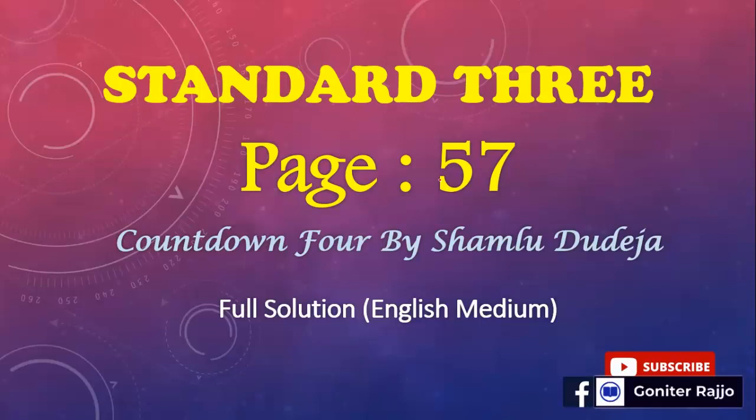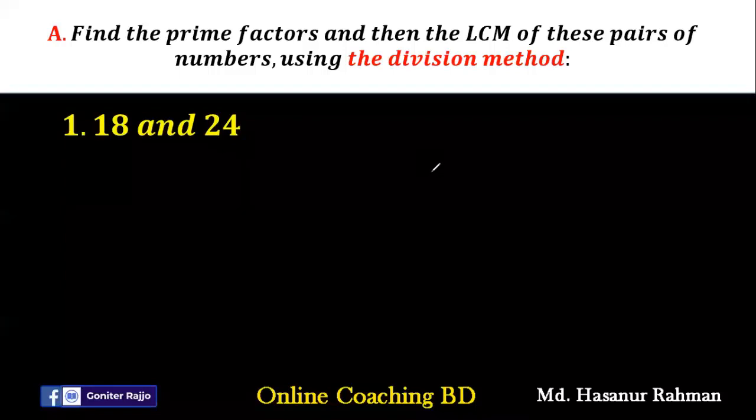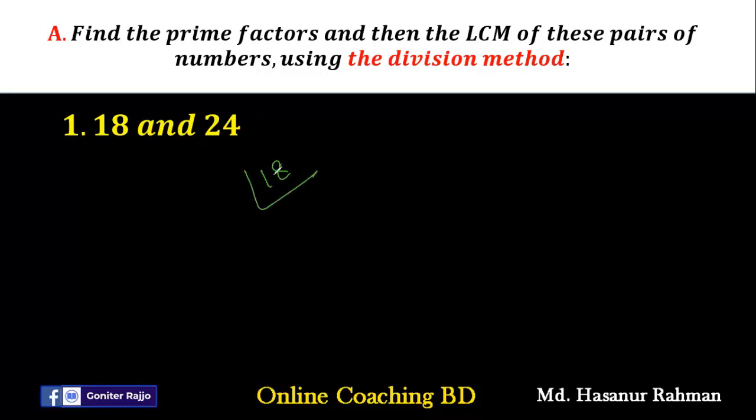Number 8 says find the prime factors and then the LCM of these pairs of numbers using the division method. So by using the division method, we have to find out the LCM. At first, we have to find out the prime factors of 18. So how can we solve it?